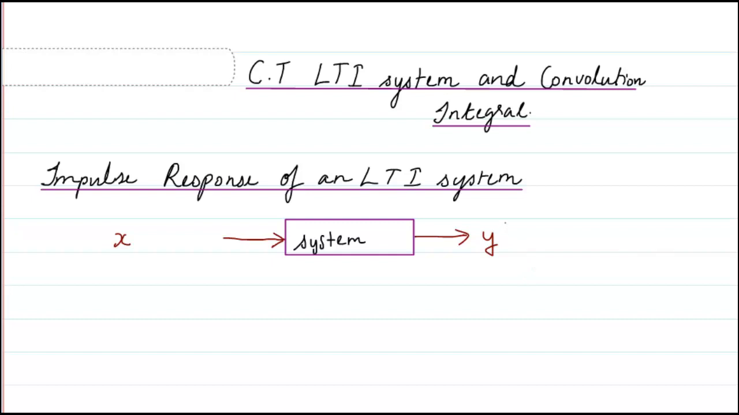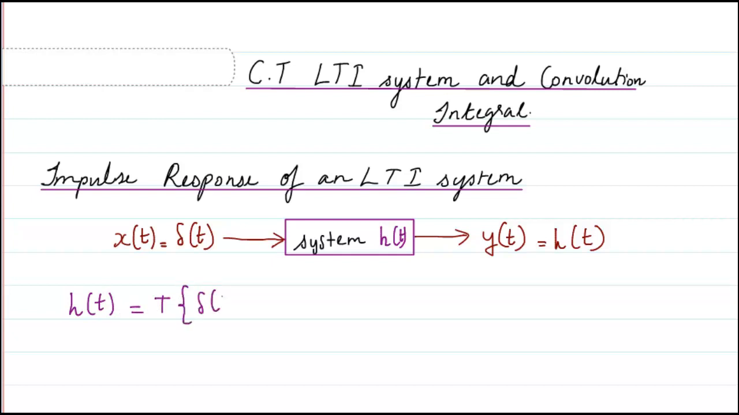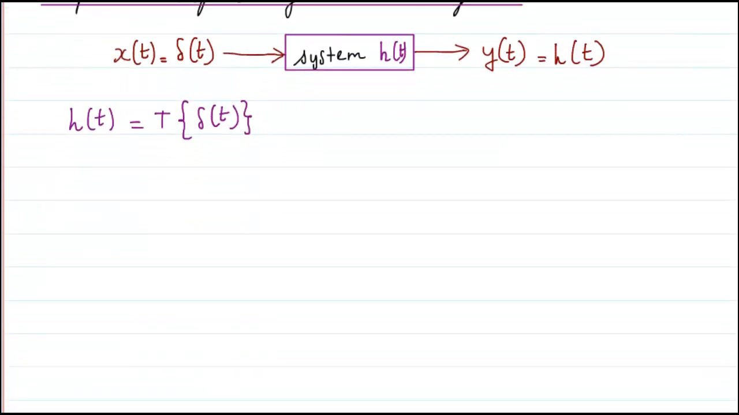So y of t. So x of t, if you are going to put an impulse signal, that is delta of t, then y of t will be equal to h of t, where what is h of t? H of t is the system that you are having. So one way to get h of t is to basically input an impulse signal. This we basically write as h of t is basically the transformation of an impulse signal delta t. So we should write this as a statement.